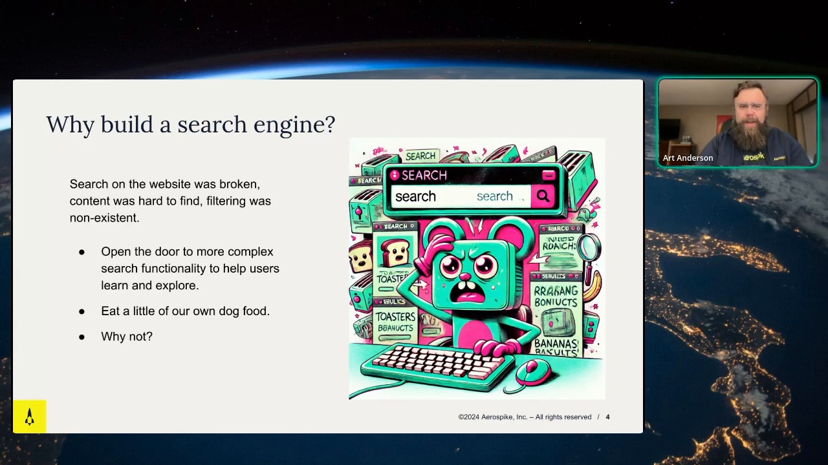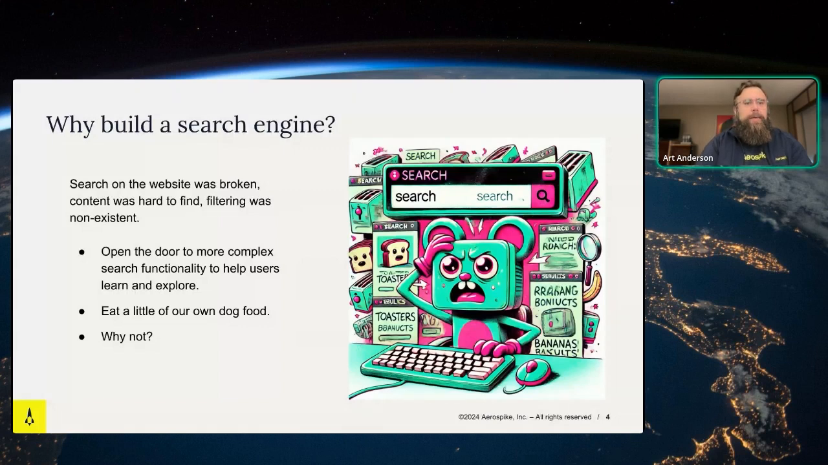So, aerospike.com, our initial search wasn't terrible, but it wasn't great. It was effectively broken. Filtering was not really working well. Content was hard to find. It didn't surface things in an appropriate way. We were using just a third-party search appliance that did their own scraping, and we didn't have a lot of control over it.